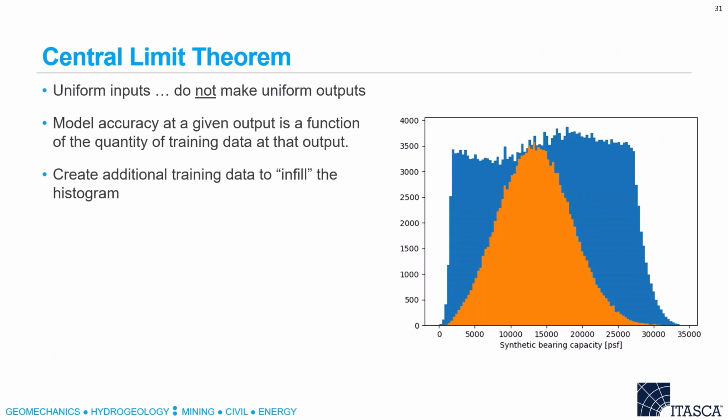This can be remedied by creating additional training data to infill the histogram. Shown at the right is an example of a model that we used to predict the bearing capacity of a many-layered soil body. The initial sampling of input features resulted in lower amounts of very weak and very strong bearing capacity examples. This was adjusted by adding more weak and strong cases to our training set, leveling out our target histogram before training the model.